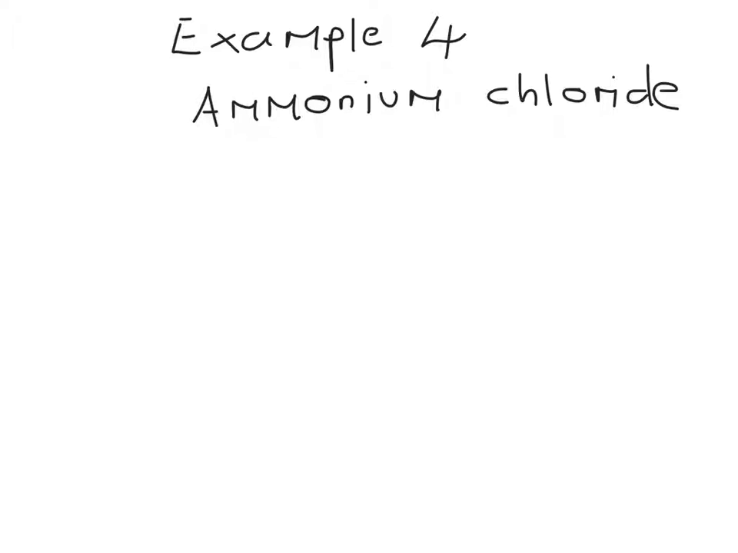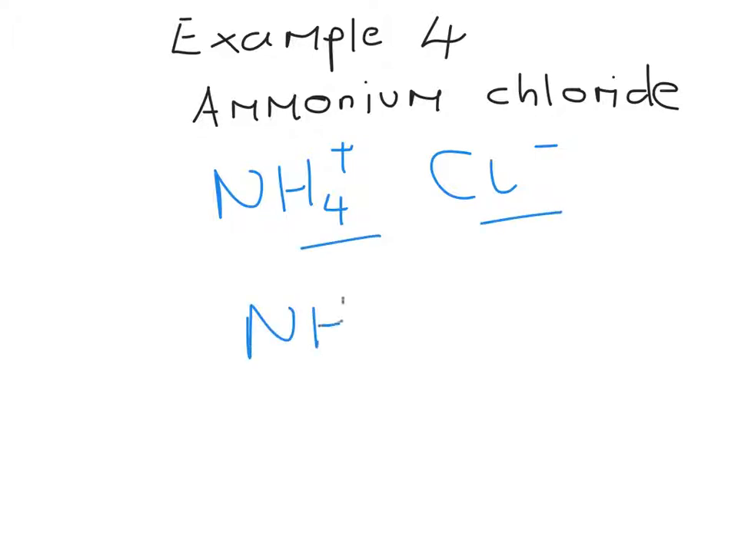Right, so ammonium chloride now. Ammonium is NH4 plus. Chloride, Cl minus. So again, this is nice and easy. I've got one minus, one plus, so they cancel each other out to give me NH4Cl.